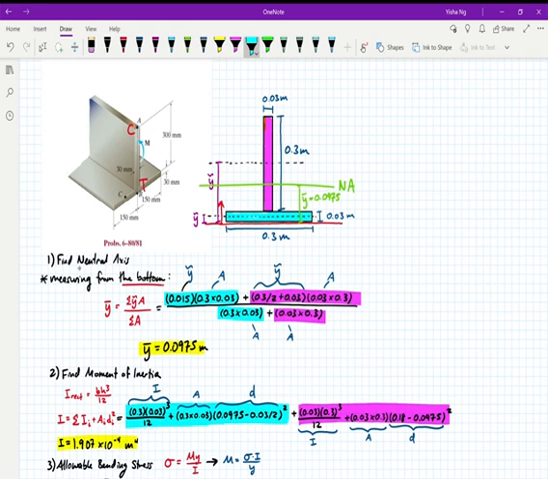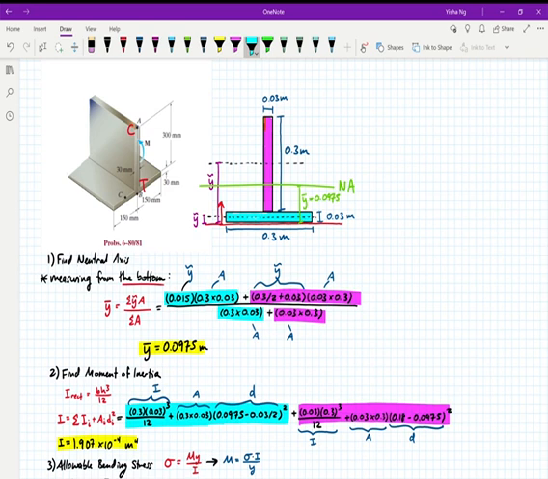So here you can see I've started with this blue bar. My y bar is 0.015 because it's this dotted black line. It's 0.03 divided by 2 because it's the distance from my reference line, this red line, up to the centroid of my blue rectangle. I'm multiplying that by the area of the blue rectangle.